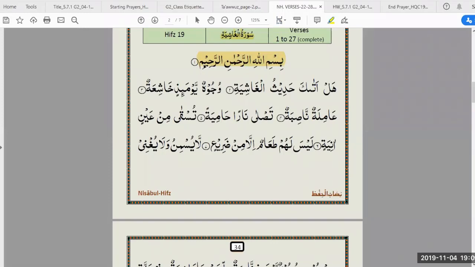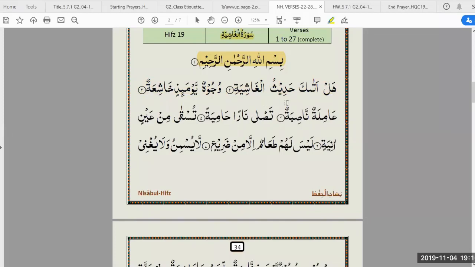So you've prolonged the end bit. That was good, because when you were reciting it by heart, it was too short. Now I want you to read this whole line, the two verses here. Read it from the page, okay? Not by heart. Hal ataka hadisul ghashiya wujuhin yawma idhin ghashiya.